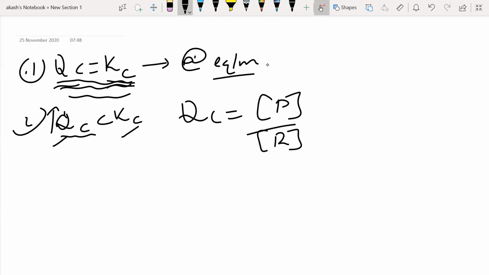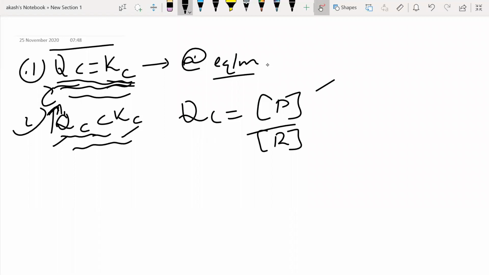The second case is that I find that the QC value is less than the Kc value. So obviously, I told you that eventually I have to reach equilibrium. How will I reach equilibrium? When I find that this particular condition is satisfied, that is QC becoming equal to Kc, that means the reaction is reaching equilibrium, right? Now, for that to happen, what should I do? You see that the QC value is lesser than Kc.